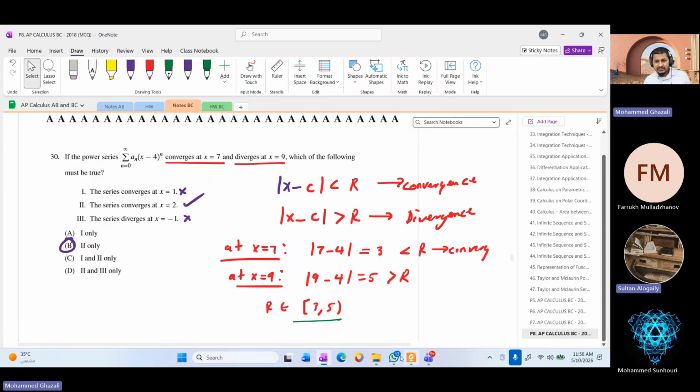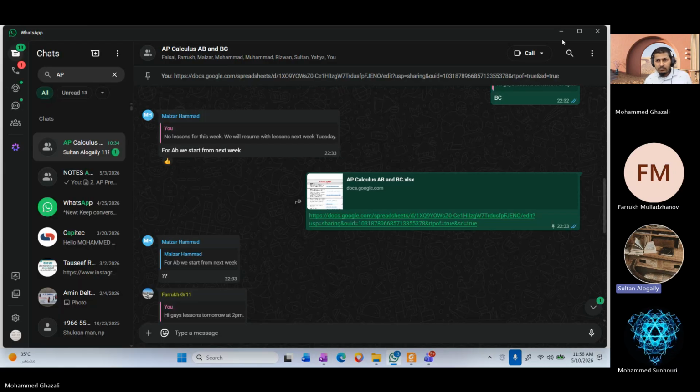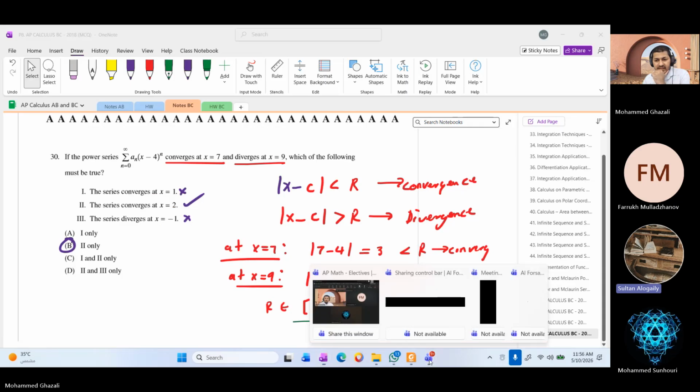2 only. Right, I thought it was B because when x is equal to 7, it gave us the same answer, so it must converge.